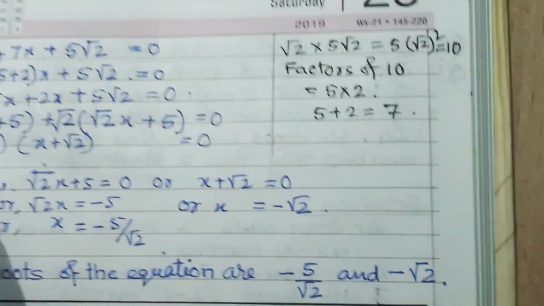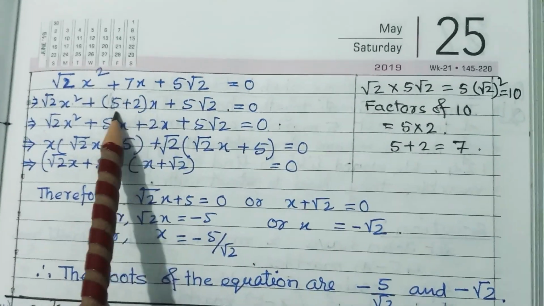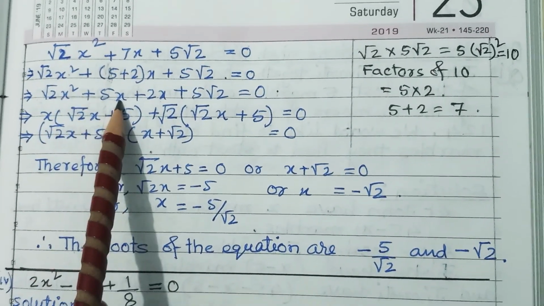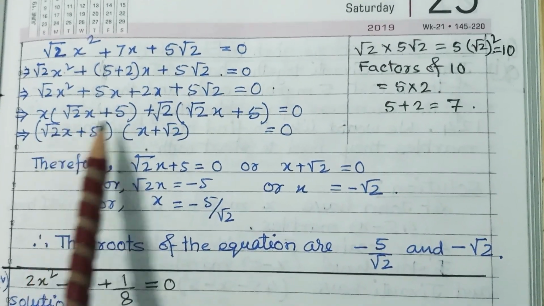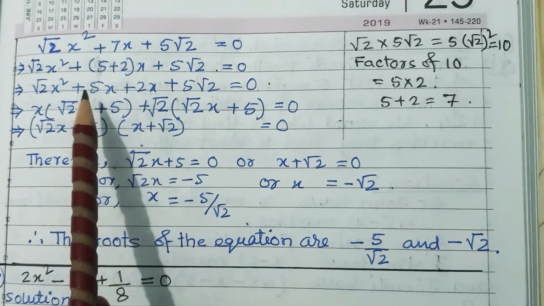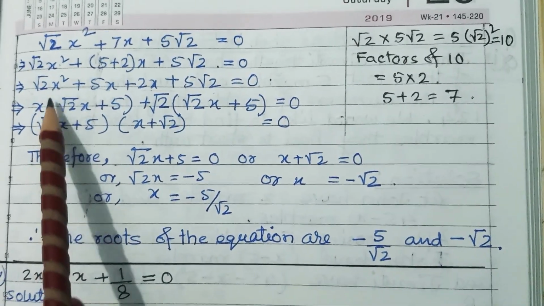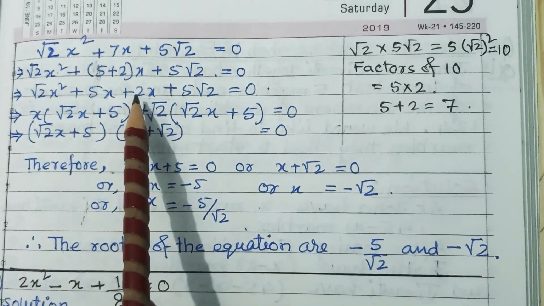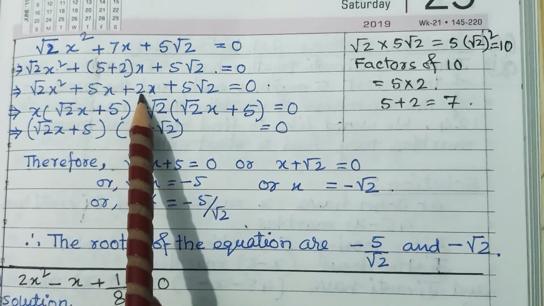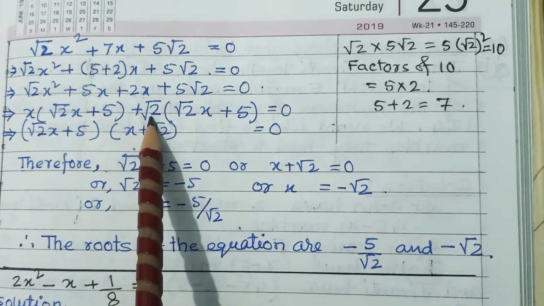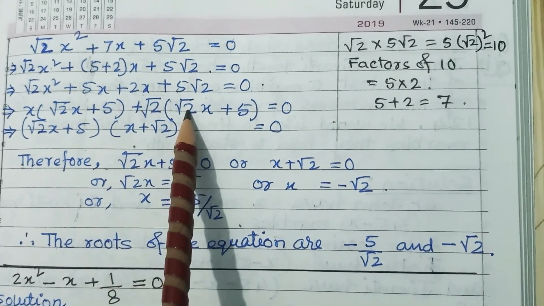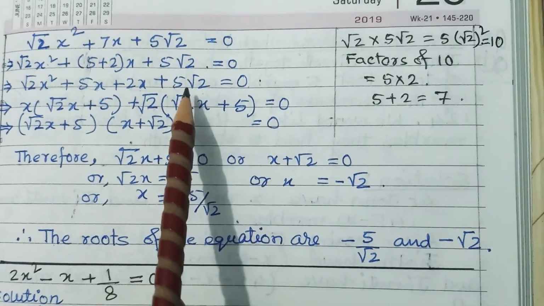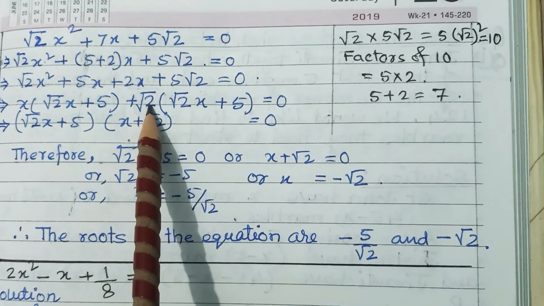Now the same I have done. It is 5 plus 2, so 5x plus 2x. Now take common out of the first two and the last two. From here x is common: root 2 x plus 5. And here, 2 means root 2 into root 2, so you take one root 2 common. It is root 2 into x plus 5, because root 2 has been taken as common.